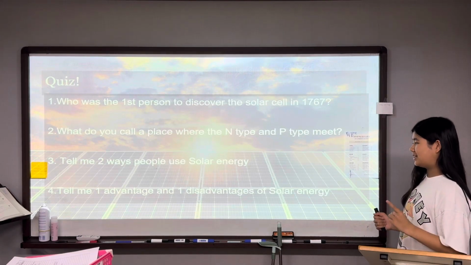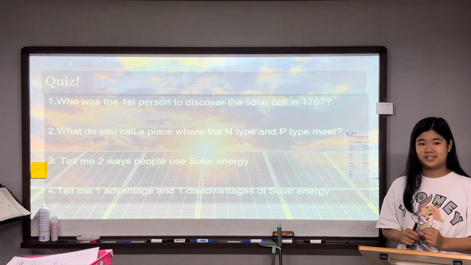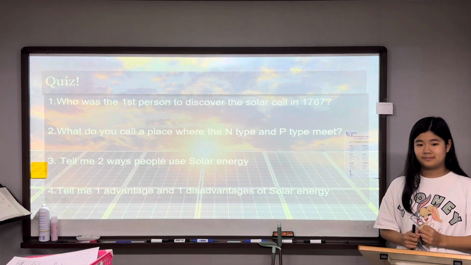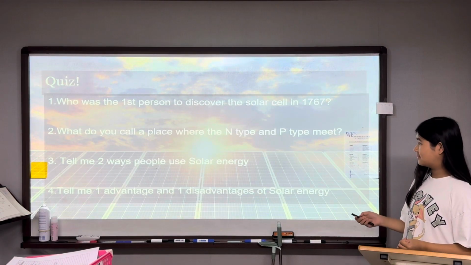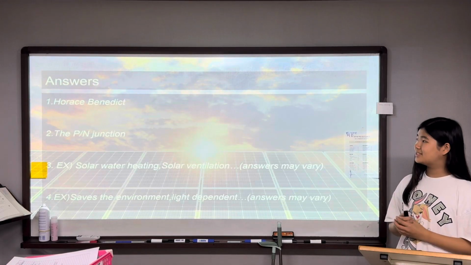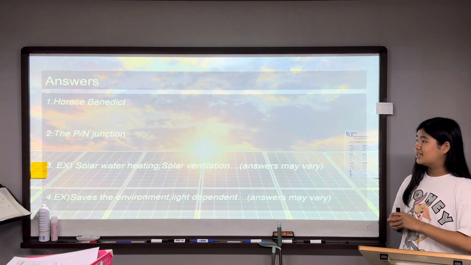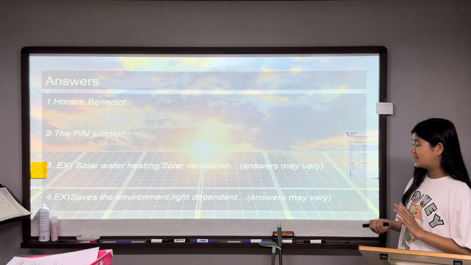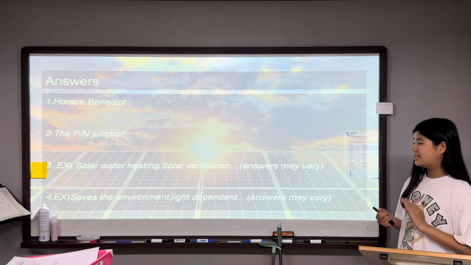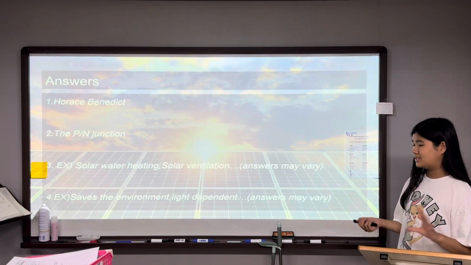Lastly, tell me one advantage and one disadvantage of solar energy. Advantage: reusable. Disadvantage: might be bad for the environment. The answer to the first one is Horace Benedict. The second one is the PN junction, and for the third one, for example, solar water heating, solar ventilation, and lastly, saves the environment, light dependent, etc.